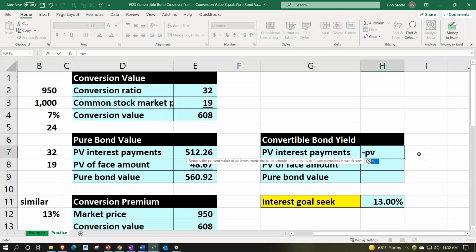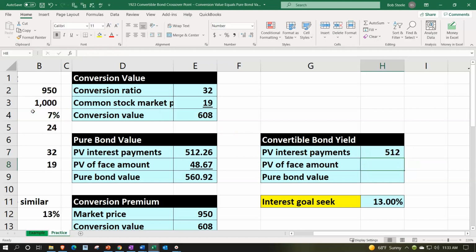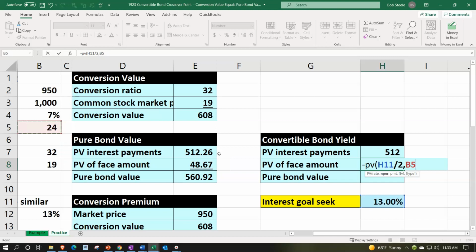So that's going to be the negative present value, shift 9, the rate 13%, which I'm going to pick up over here this time, divided by 2 because semi-annual, comma, number of periods is going to be 24 times 2 because semi-annual, comma, the payment is going to be the 1,000 times 7% divided by 2 because semi-annual. So same number here, same calculation. Let's do it again. Negative present value, shift 9, rate 13% divided by 2 because semi-annual, comma, number of periods 24 times 2 because semi-annual, comma, because it's not an annuity but present value of 1. And then we're picking up the $1,000 and enter.